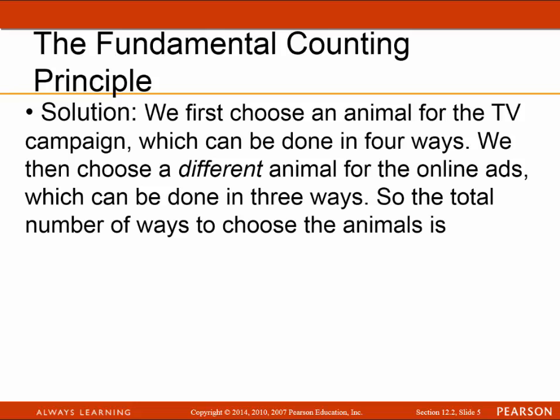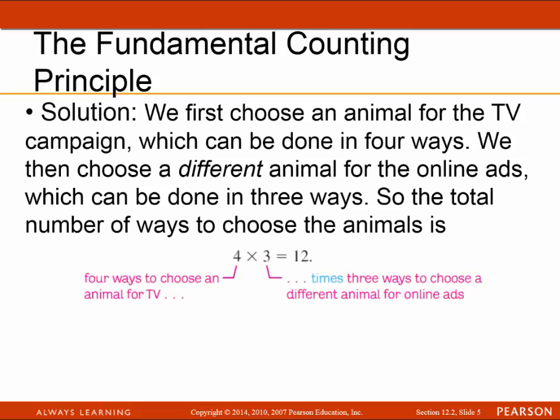The first thing is we choose an animal for the TV campaign, and that can be done in 4 different ways because we have 4 animals. Then we choose a different animal for the online ads, and we'll only have 3 animals left. So the total number of ways to choose the animals is going to be 4 for the first one and 3 for the second one. 4 times 3 is 12 different ways we can choose the animals.